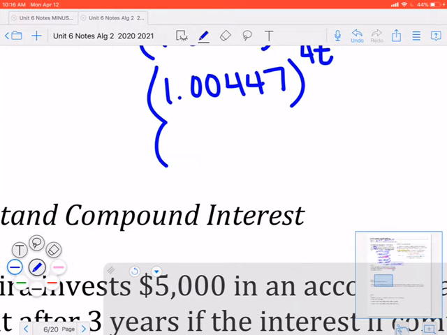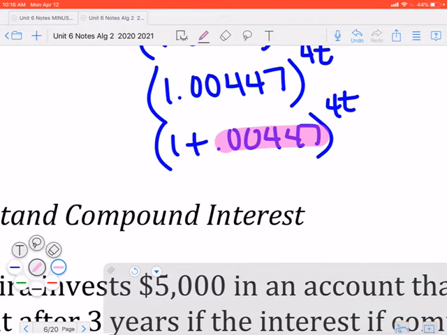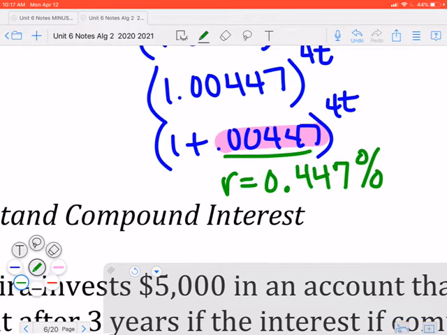And now I separate it into the 1 plus 0.00447. And now this value is my r value. So our growth rate for this problem would be technically 0.447%. So I made the decimal back into a percent.